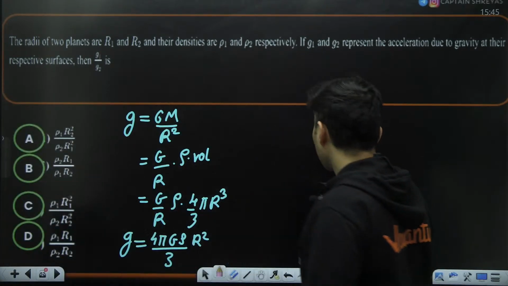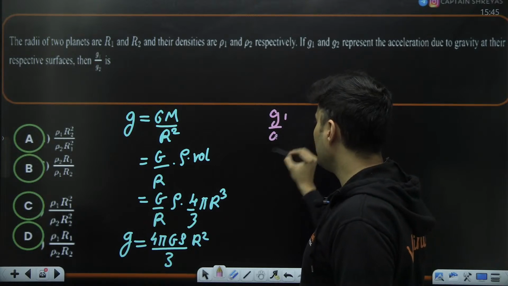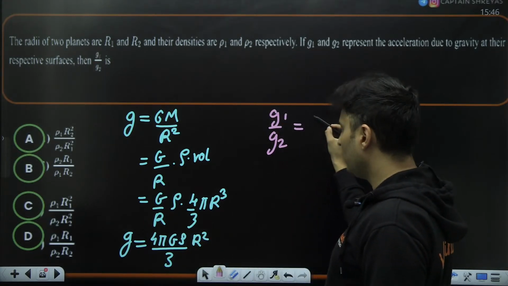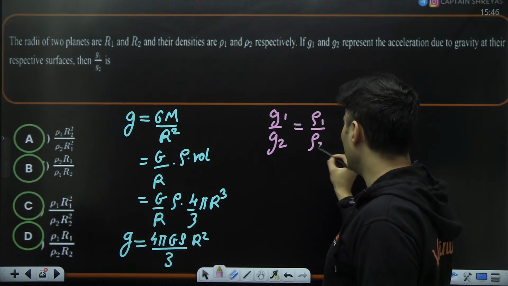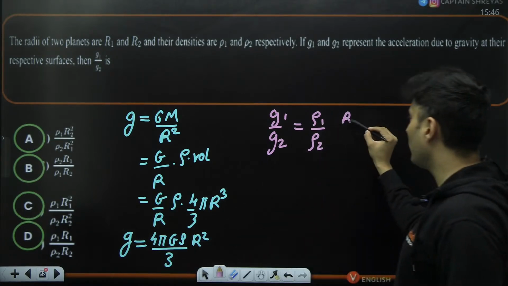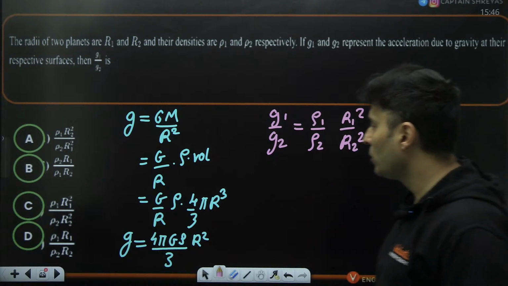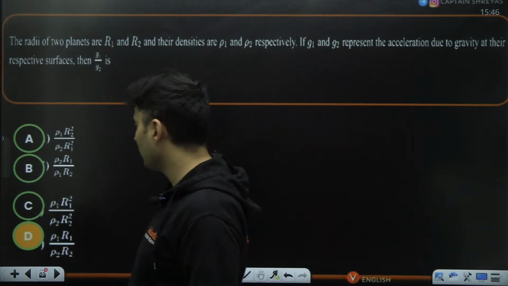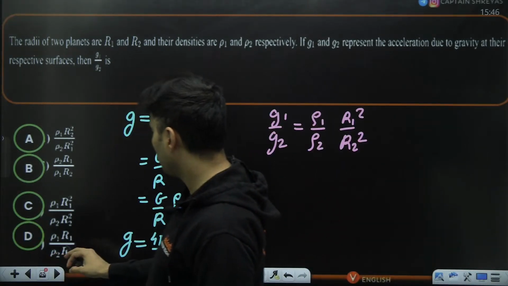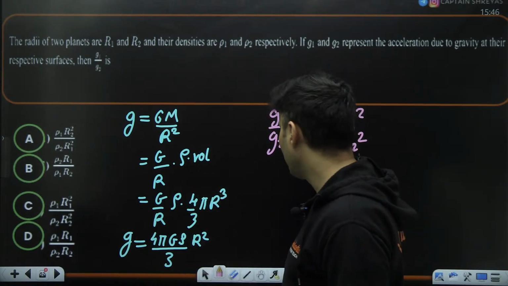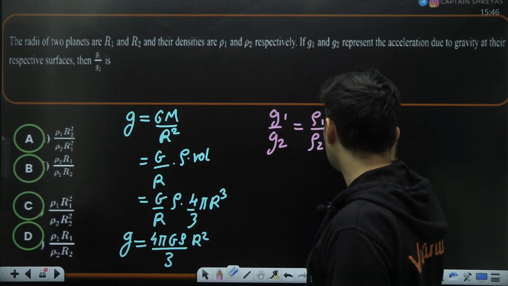So therefore, if I do g1 by g2, 4 pi G by 3 is constant. So it will be rho 1 by rho 2. It is also proportional to square of r. So r1 square by r2 square. So rho 1 by rho 2, r1 square by r2 square, which is nothing but your, oh, no. Oh, sorry guys, what did I just do? I did a silly mistake. Sorry.